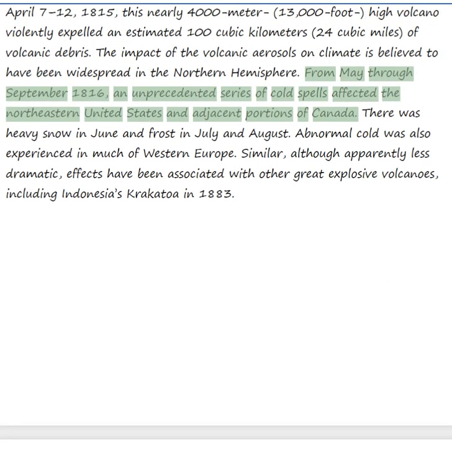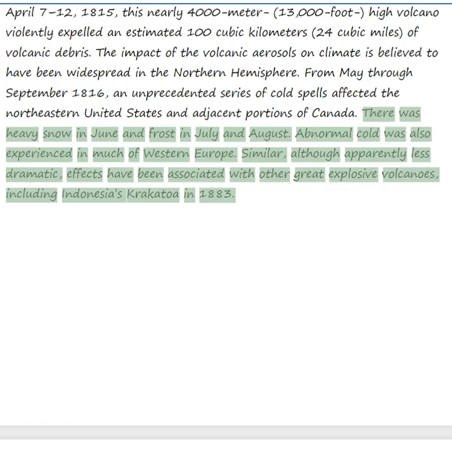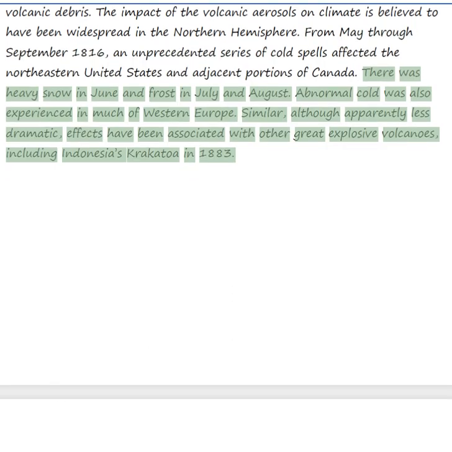From May through September 1816, an unprecedented series of cold spells affected the northeastern United States and adjacent portions of Canada. There was heavy snow in June and frost in July and August. Abnormal cold was also experienced in much of Western Europe. Similar, although apparently less dramatic, effects have been associated with other great explosive volcanoes, including Indonesia's Krakatoa in 1883.